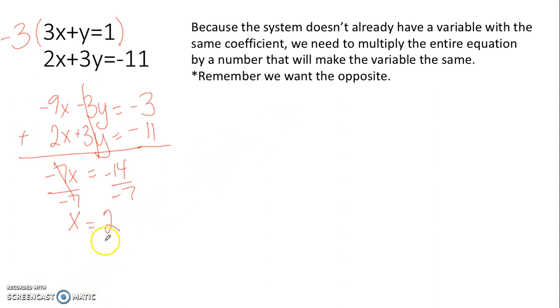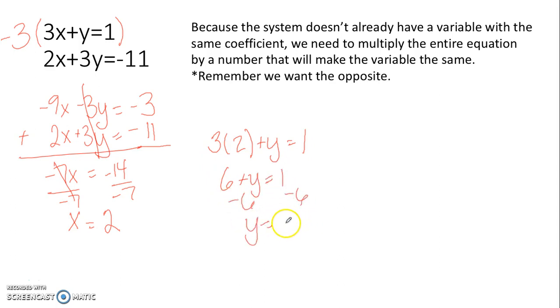Now we need to substitute that 2 into one of the equations to get our y. So I'm just going to use the top equation. 3 times 2 plus y is equal to 1. Okay, well 3 times 2 is 6, so 6 plus y is equal to 1. Subtract both sides by 6, y is equal to negative 5. Alright, so our answer to our equation is 2 comma negative 5.